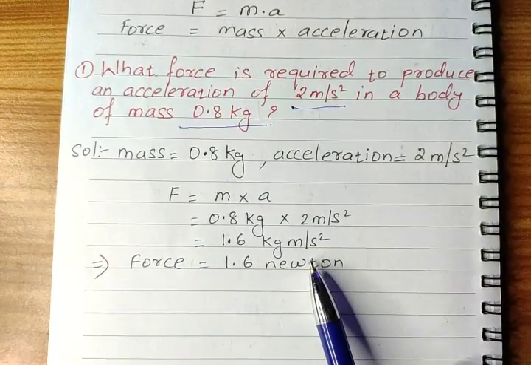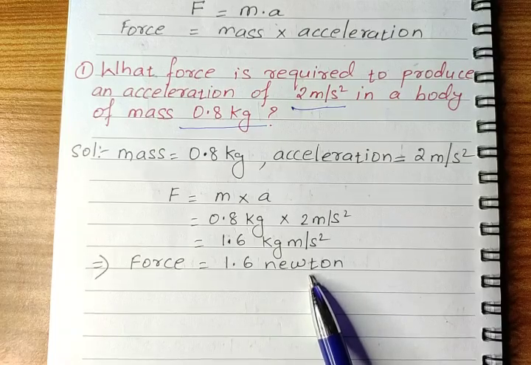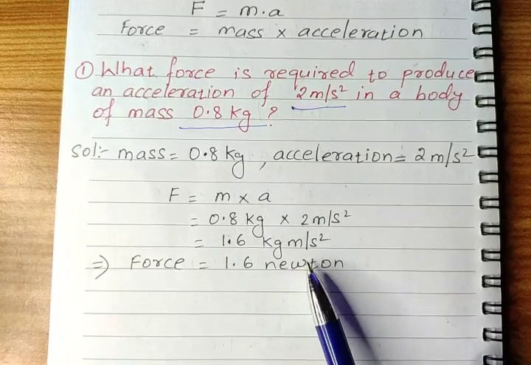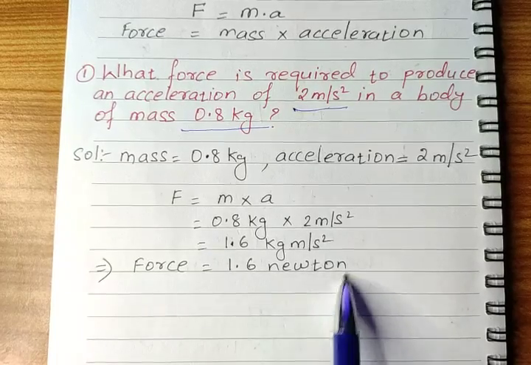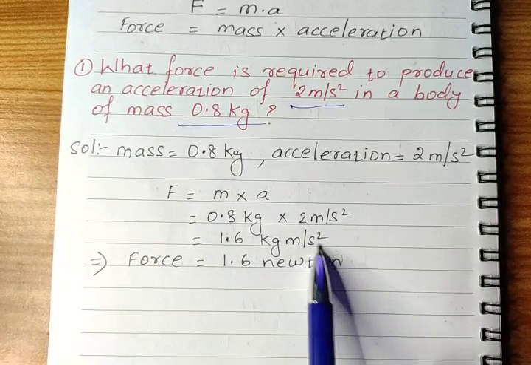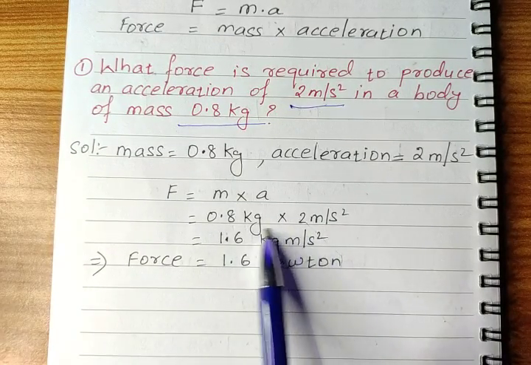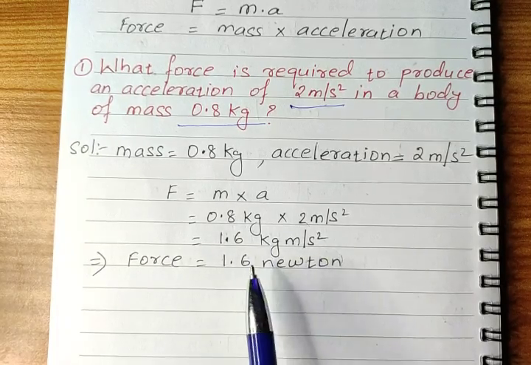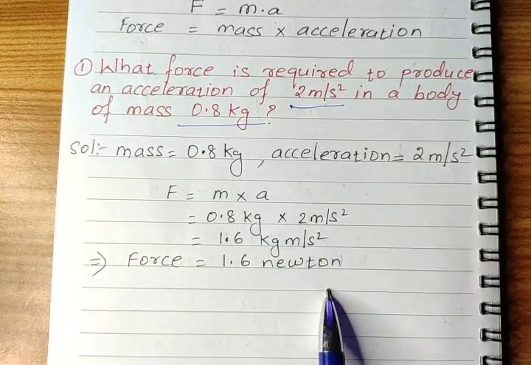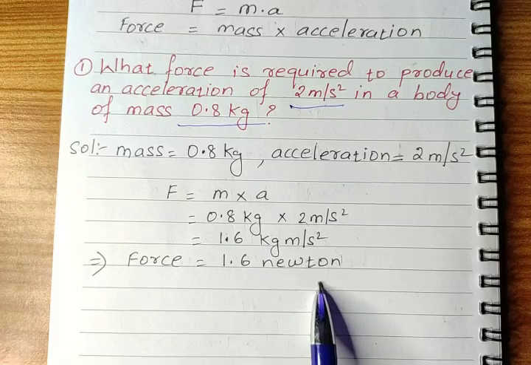Newton, 1 Newton is how much? 1 Newton is 1 kilogram meter per second square. So how much force is required to produce the acceleration of 2 meter per second square in a body of 0.8 kg mass? 1.6 Newton. Clear children? I hope you understood.